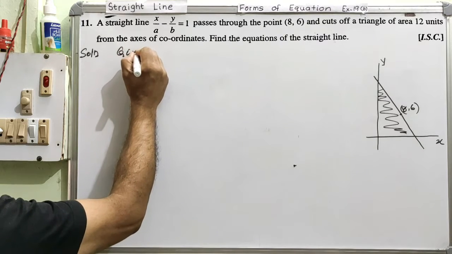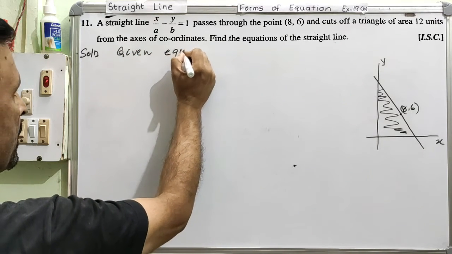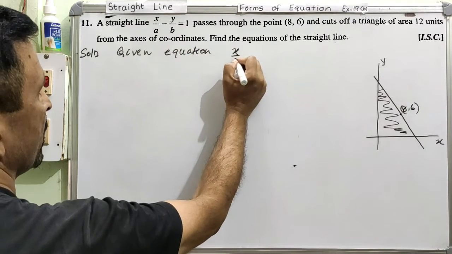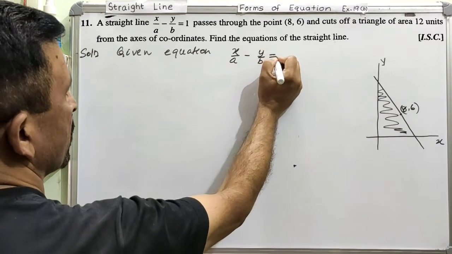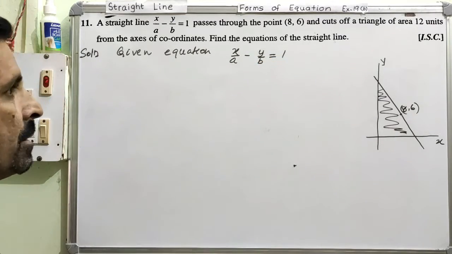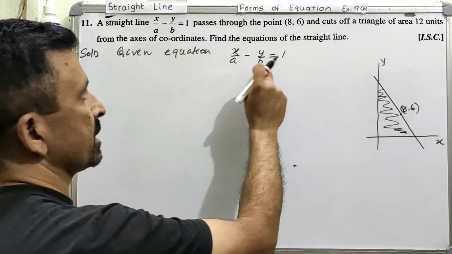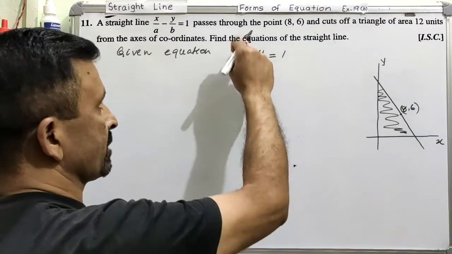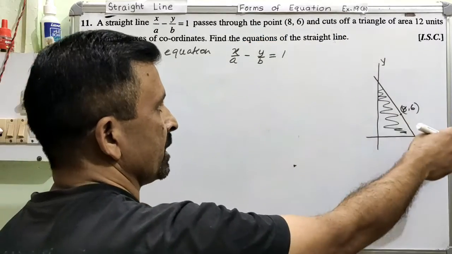Given equation is x over a minus y over b is equal to 1. This is the equation which is given to us. Now this equation is the equation of this line. Clear? This is the assumption that according to the question, this is the equation given for this line.